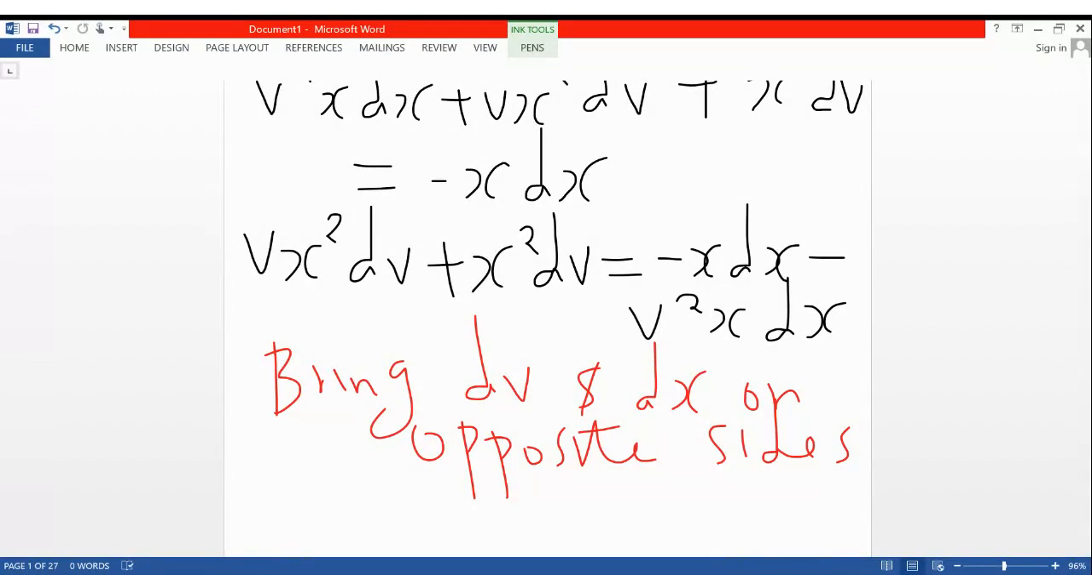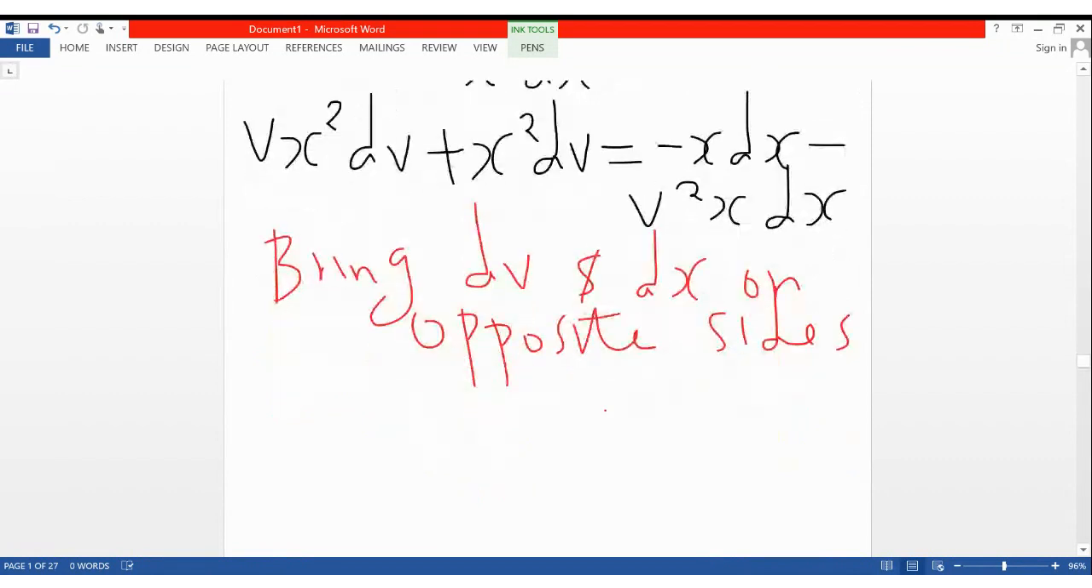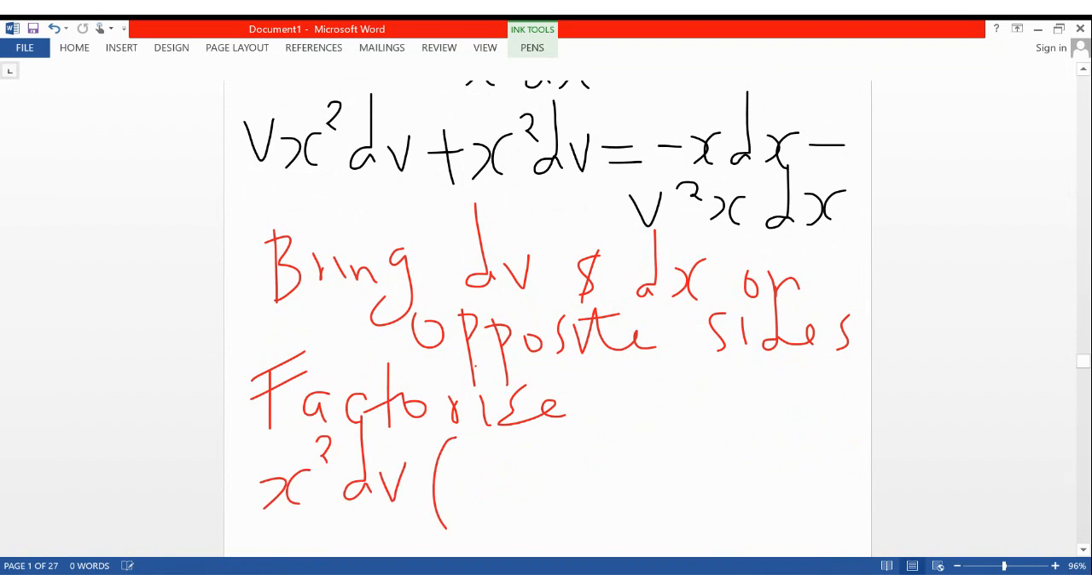Then I'll factorize now. So what is common there? I believe only the x squared and the dv are common. So the x squared I can remove, and the dv I can remove, and I remain with v plus 1. On this other side, what is common there? The x is common and the dx. So I can remove the negative x and dx. So I will remain with what there on that side.